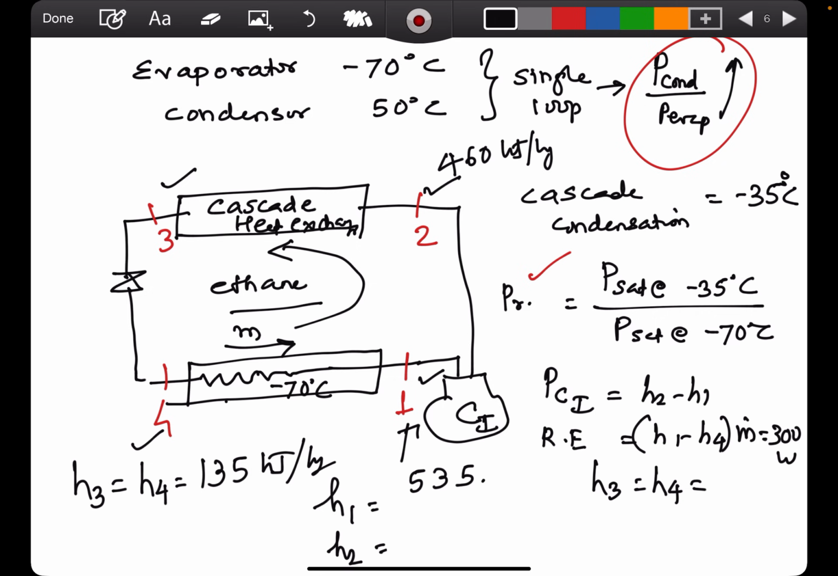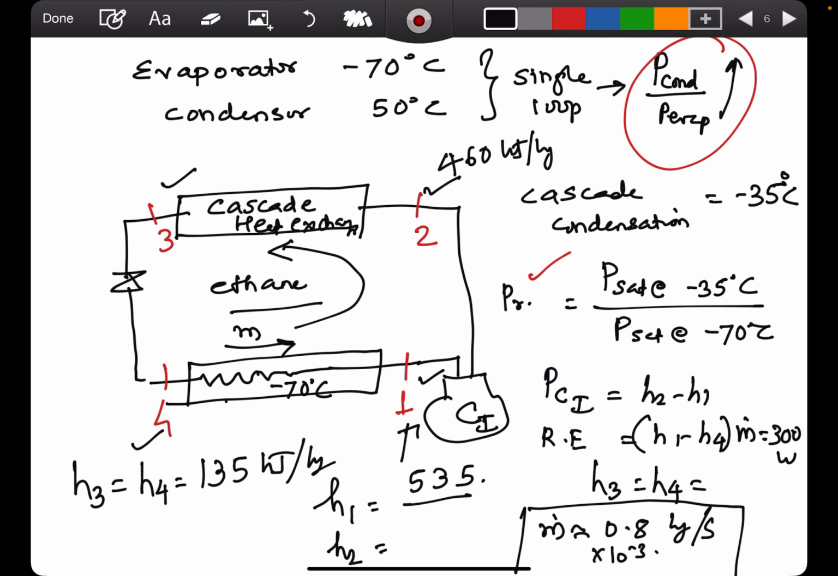The value which I had obtained is approximately 0.8 into 10 raised to minus 3 kg per second. You can look at the actual values from the pH chart. So suppose this is 535 minus 135, and you just divide 300 by H1 minus H4. You will get the refrigerant mass flow rate flowing through the low temperature cascade.